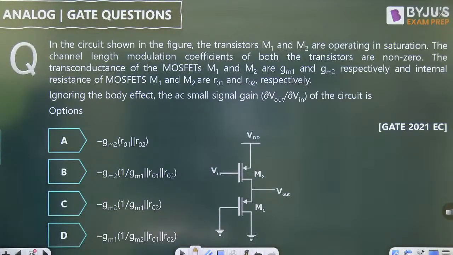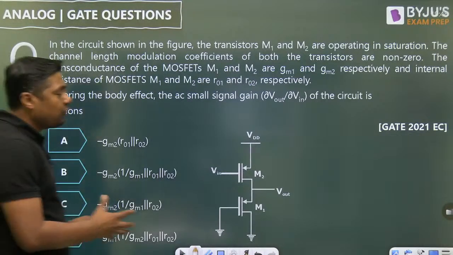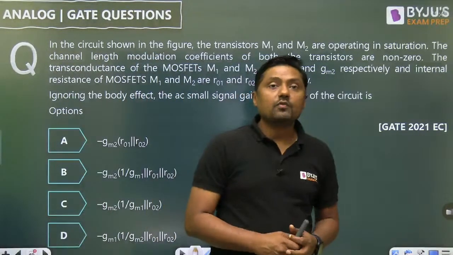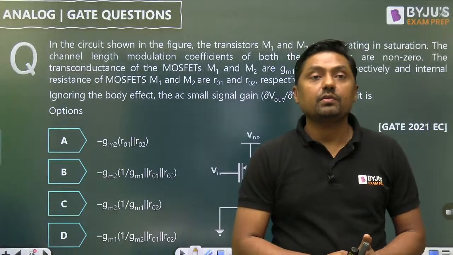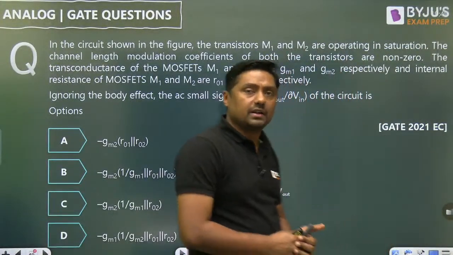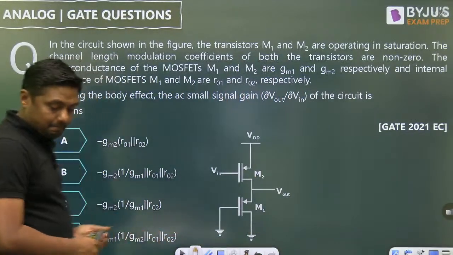Now, that is the question on MOSFET. How to find the gain. How can we find the gain? We can get the Thevenin's equivalent for the relation between V in and... we can find that.